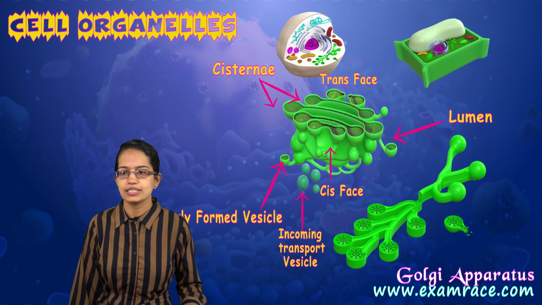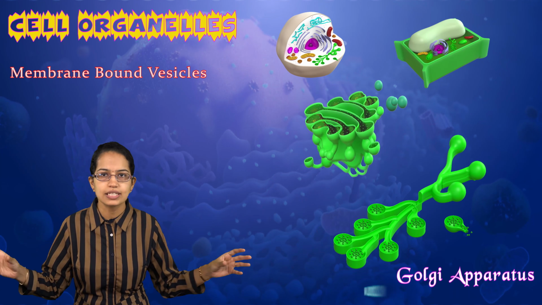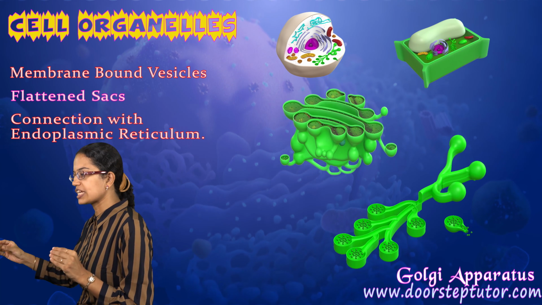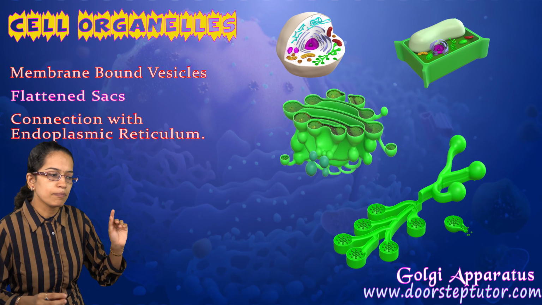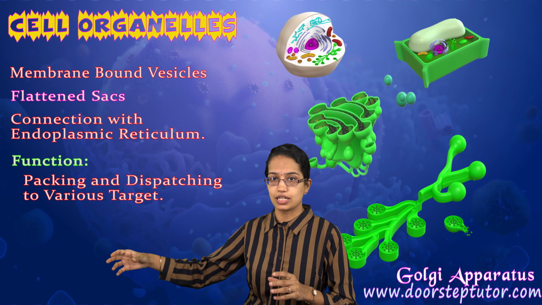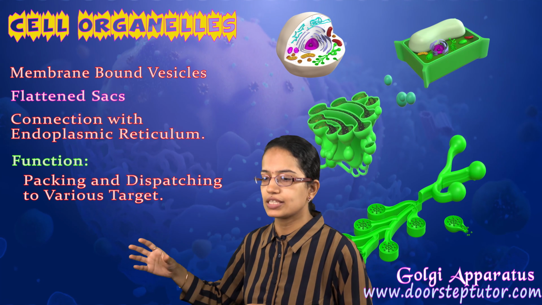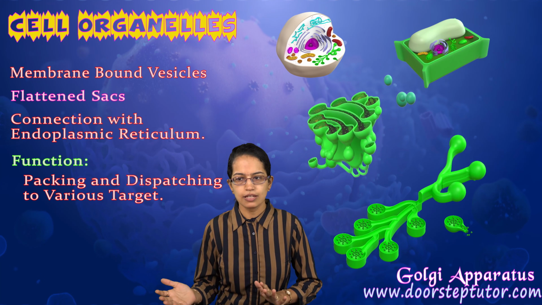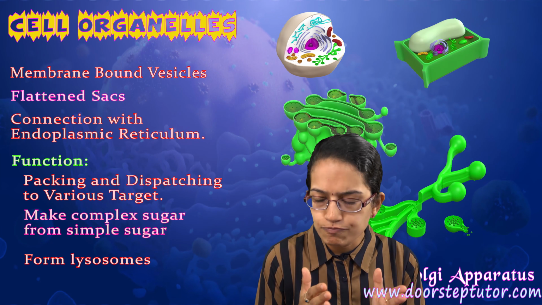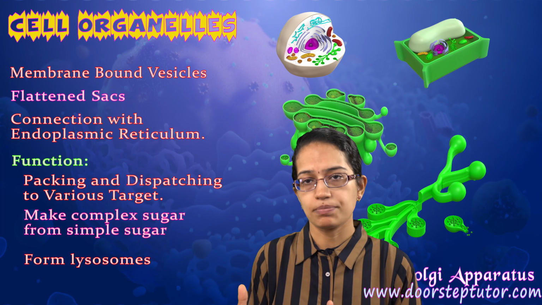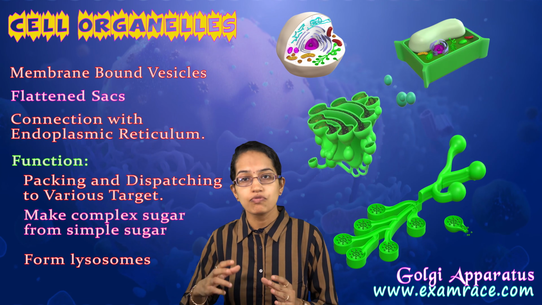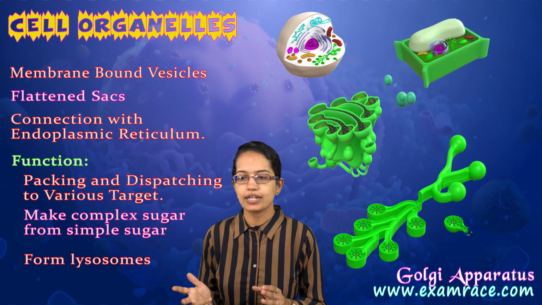Now what is Golgi apparatus? I could say those are membrane bound vesicles, and they are flattened sac-like structures. They have connections to the endoplasmic reticulum. The main function is packing and dispatching things to the target. So they pack up things and dispatch them to the target inside and outside the cell. Also, they help to make complex sugar from the simple sugars that are present. So formation of complex sugar from simple sugar is a very important function of Golgi apparatus.